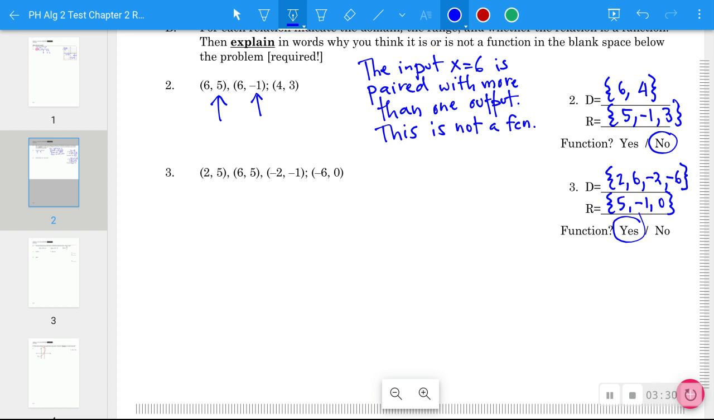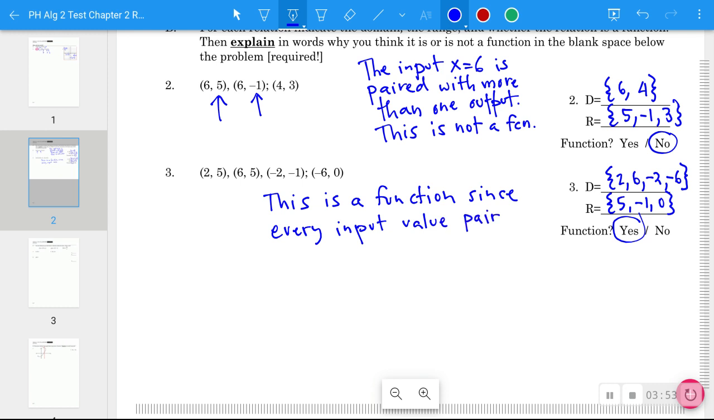And the explanation here is this is a function since every input value pairs with only one output. So for instance, the 2 only pairs with the 5, the 6 only pairs with the 5, the -2 only goes to -1, and the -6 at the end only goes to 0.